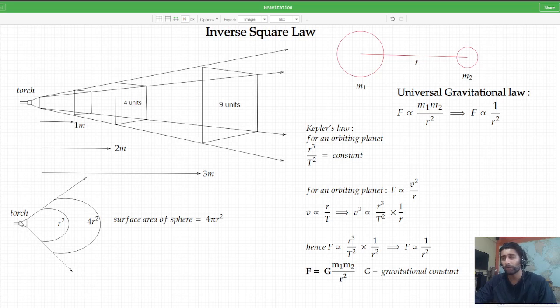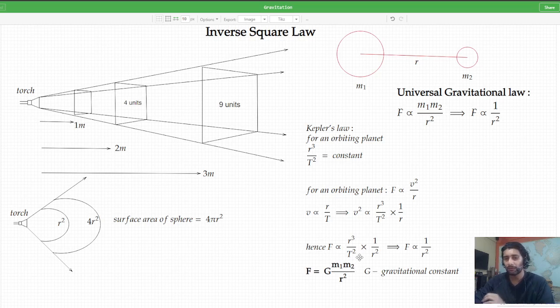So if we have a torch and we make a spherical wavefront, the spherical wavefront has a surface area of 4 pi r square, we know that the area of the sphere is 4 pi r square. So if we double the distance, we find out that the amount of light incident on the surface area decreases by a factor of r square. Now this is the same concept which was taken by Newton, and he formulated it in a mathematical format.